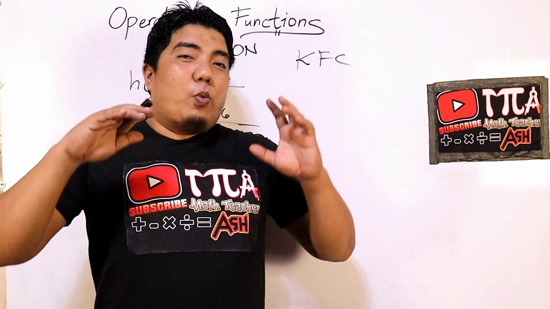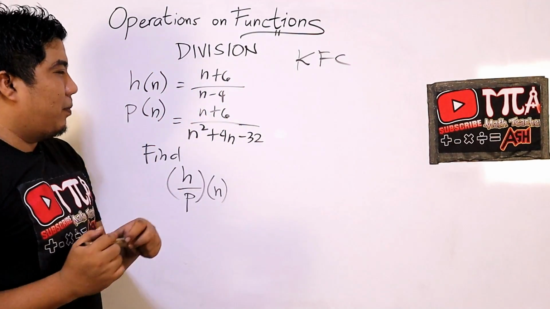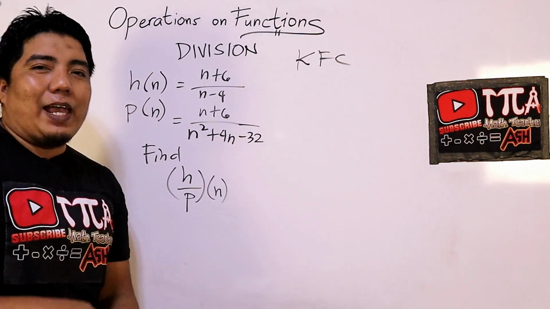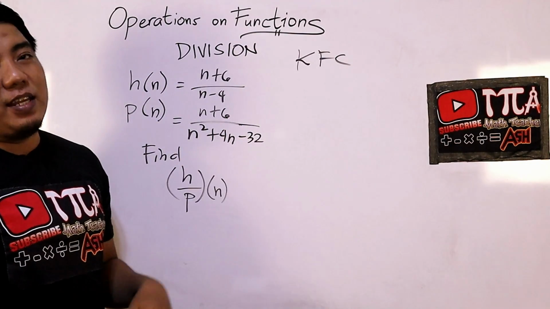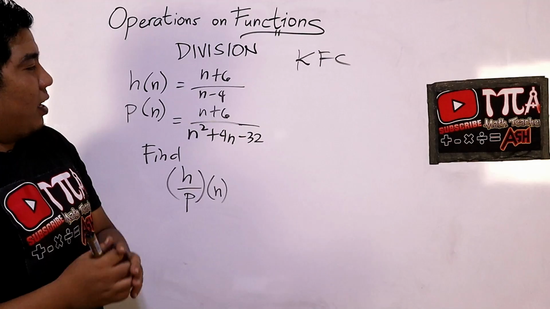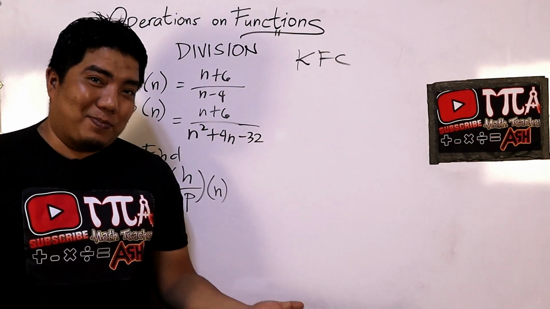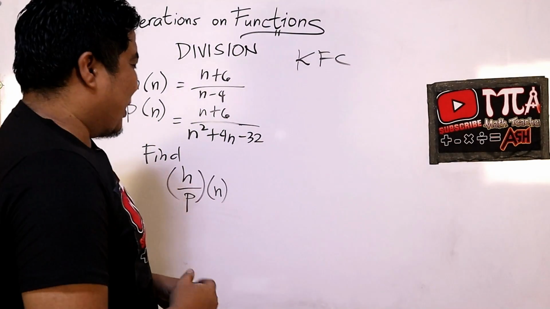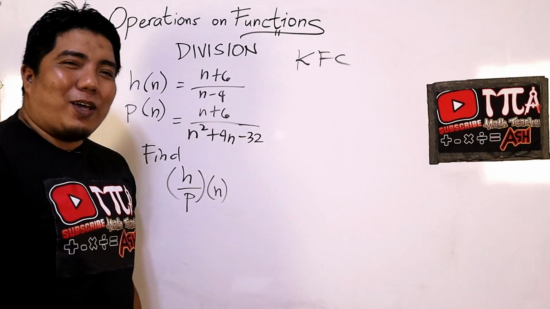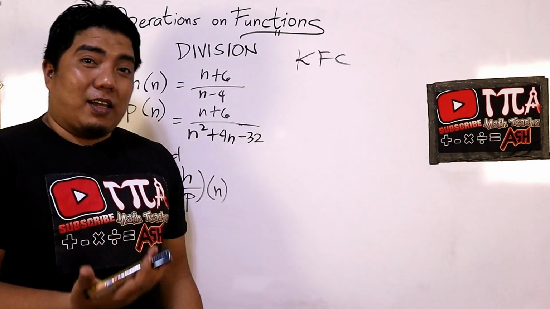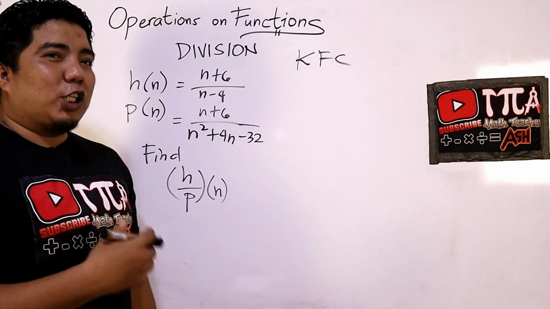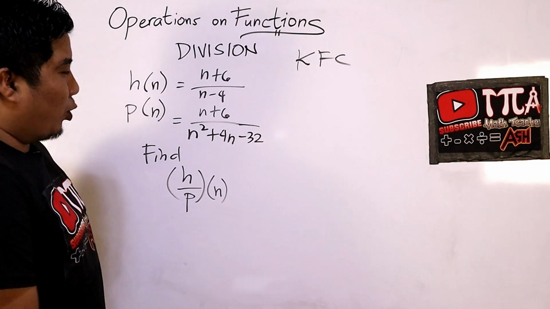Okay, math learners, we have our third set of problems, and we have here h of n and p of n. Our h of n is another fraction, and our p of n is another fraction, but it has a way more complicated expression. So what we ought to find here is the function of h divided by p of n. So how do we do this?